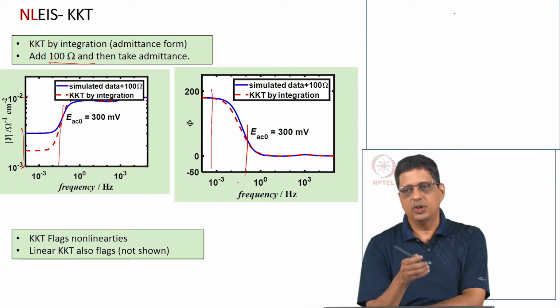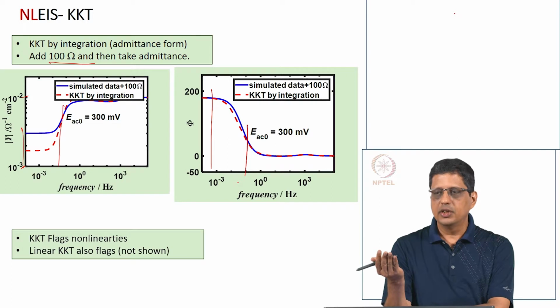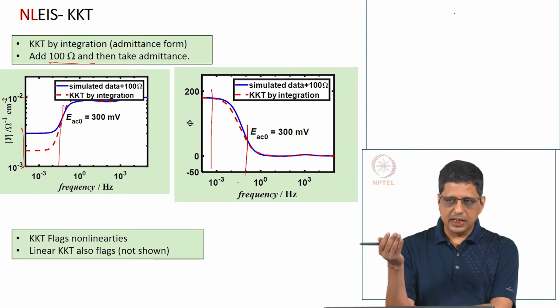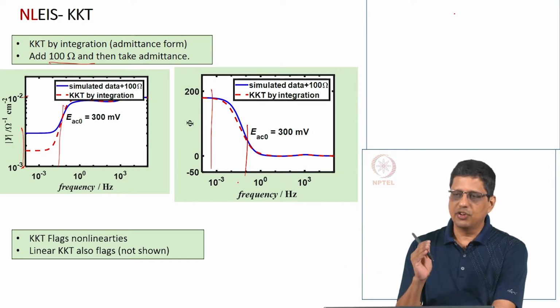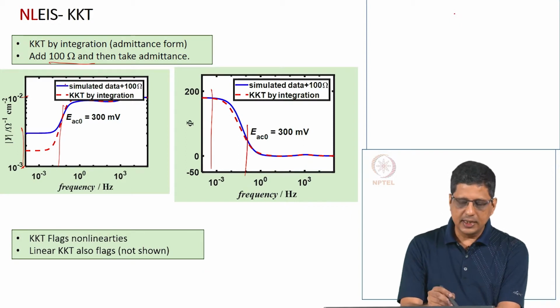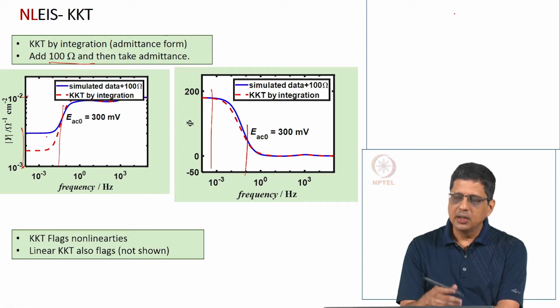Oftentimes, what people would do is take the impedance, invert it to get the admittance, perform KKT in the admittance form, get the transform admittance, and then invert it to get the impedance form and plot it. That is also fine. You can plot it in the impedance form, say that this is the simulated data and this is the transform data. In any case, you get a clear difference. So, in this case, KKT can flag the nonlinearity, and linear KKT also flags the nonlinearity.